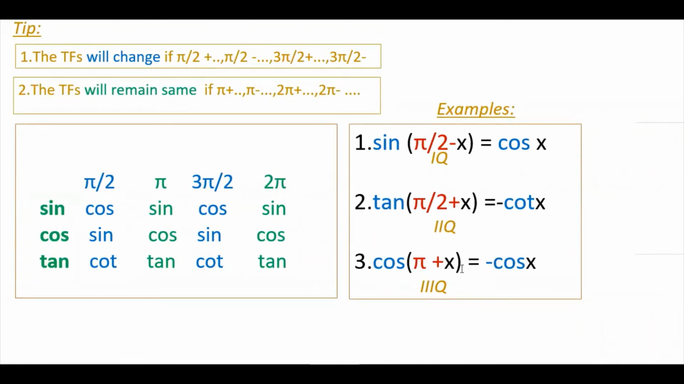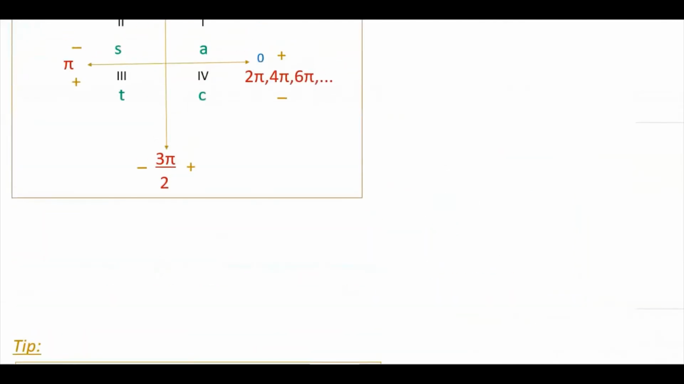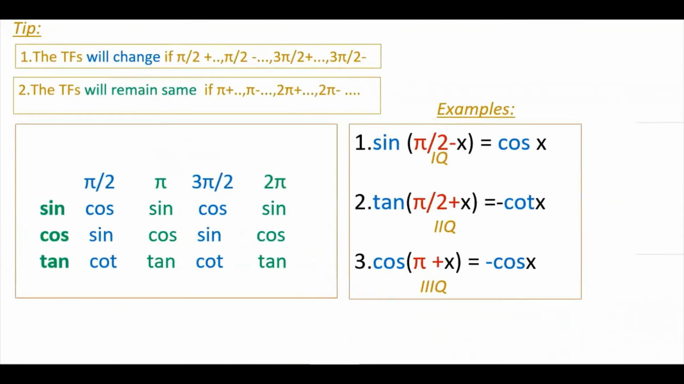And cos of pi plus x. Here with pi, you need not change the trigonometric function. So cos means you have to put cos only, cos x. And pi plus x is in the third quadrant. Just check here, pi plus, this is in the third. So tan and cot are positive, remaining all are negative. So here it is cos, so you have to put minus. Like this, you have to do this type of problems.